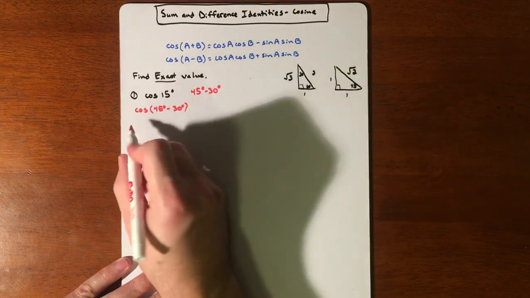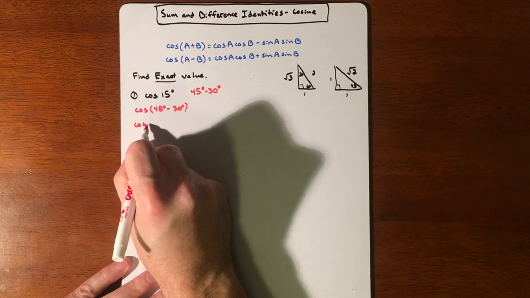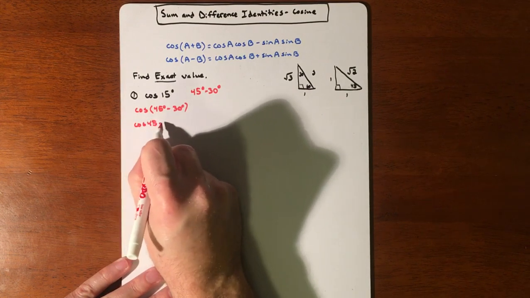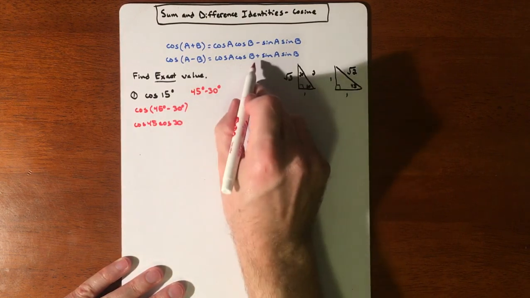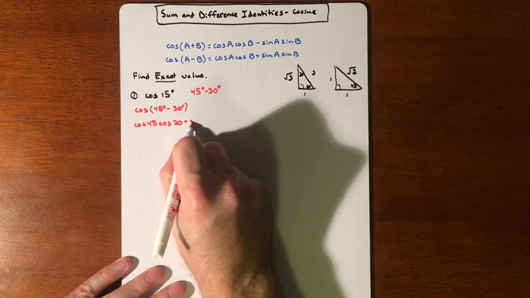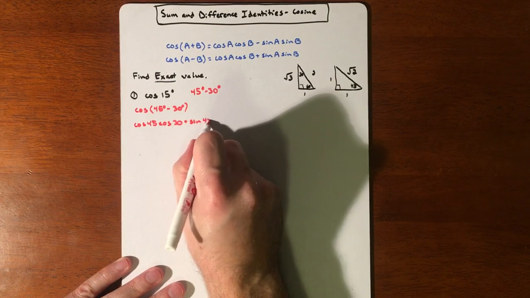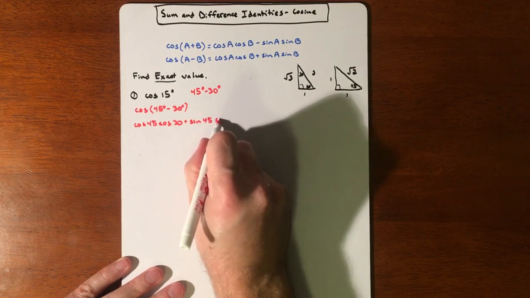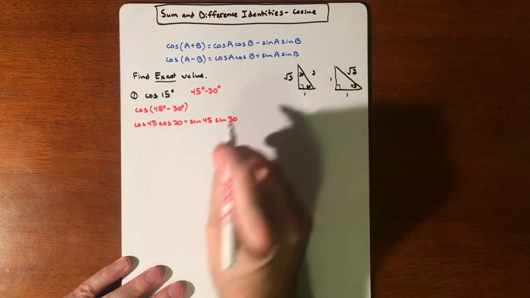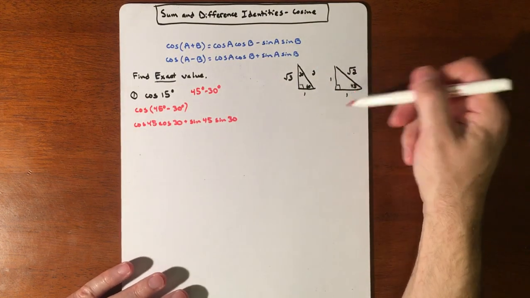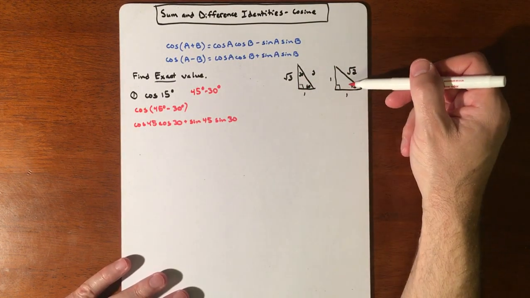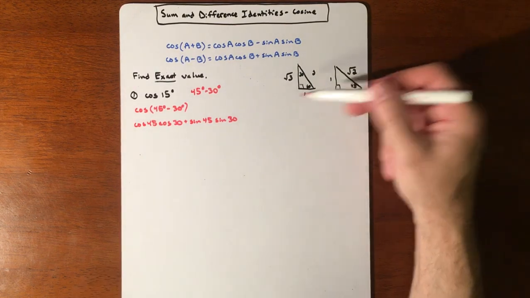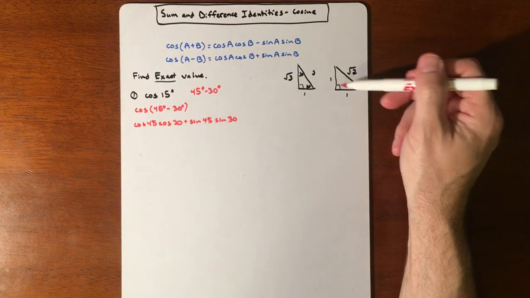So cosine of 45 times cosine of 30 plus sine of 45 sine of 30. And so cosine of 45 is why I draw the 45, 45, 90 triangle, the 30, 60, 90. So I don't have to memorize all the values to this. I could just pull the information from this.